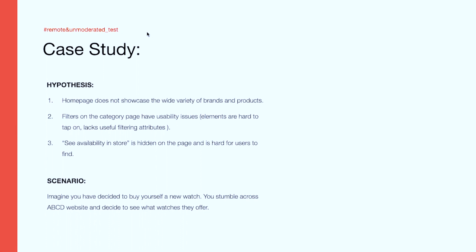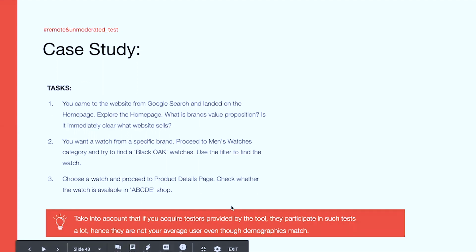So we gave participants a scenario. We asked them to imagine that they have decided to buy themselves a new watch, and they visited the store, and we gave them the following tasks to do. The first task was to see the homepage, explore the homepage, and try to understand what's the brand's value proposition. Is it immediately clear what the brand sells?